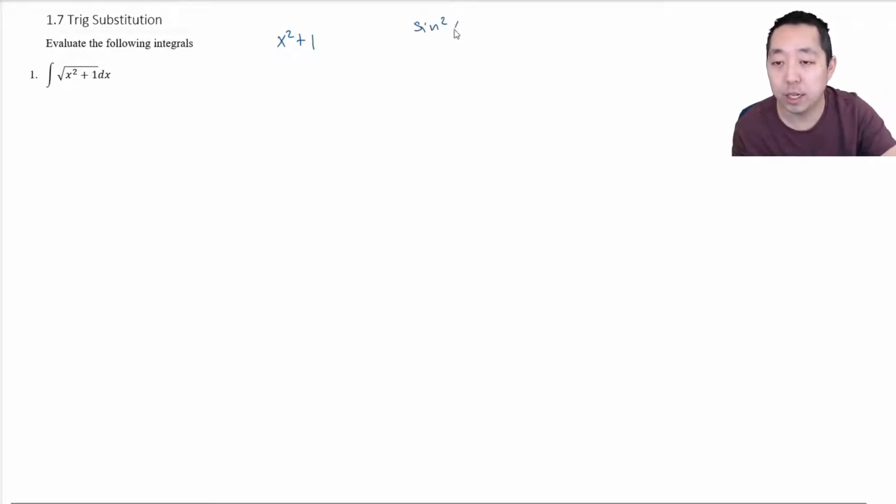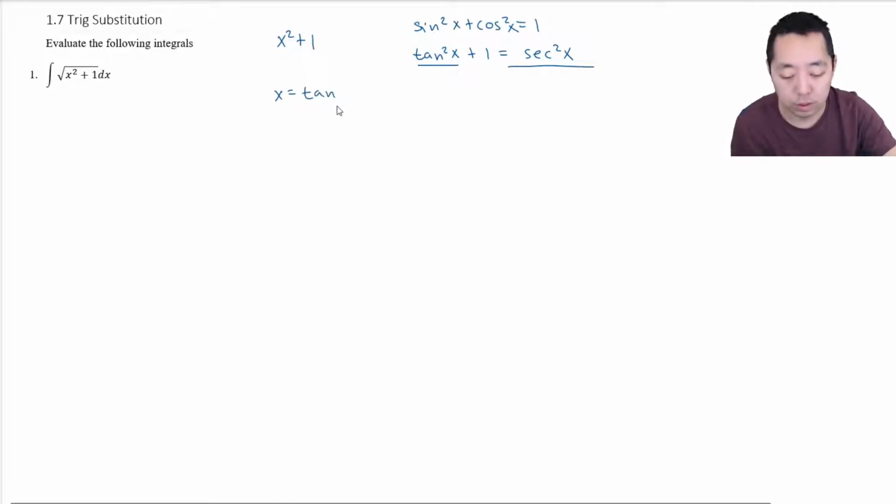I have sine squared x plus cosine squared x equals 1. I also have tan squared x plus 1 is equal to secant squared x. Okay, and so whenever I have an x squared plus 1, I'm thinking like this. If I do x is equal to tan x, or actually, we'll use a different variable. We'll say x is equal to tan theta is usually the substitution.